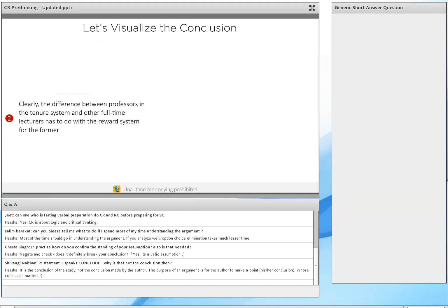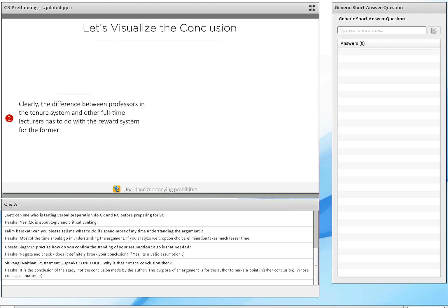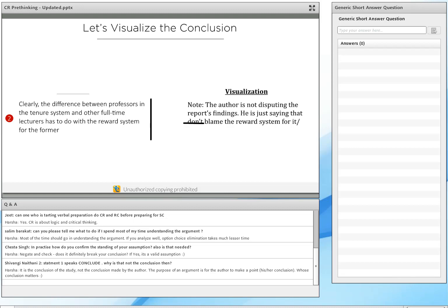So let's visualize the conclusion over here, and just focus on reading this. And clearly the difference in the tenure system and other full-time lecturers has to do with the reward system for the former. So what the author is saying is, I agree with the findings, and I think the reason why those findings exist is because of the reward system. It says the reward system, which is there between full-time lecturers and the professors in the tenure system, is the cause of the finding.